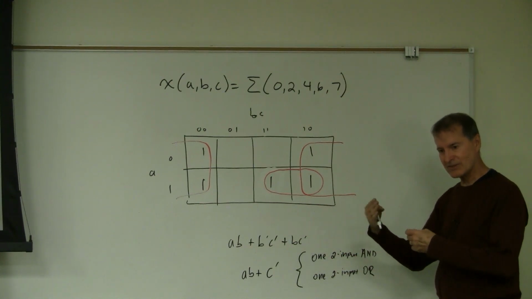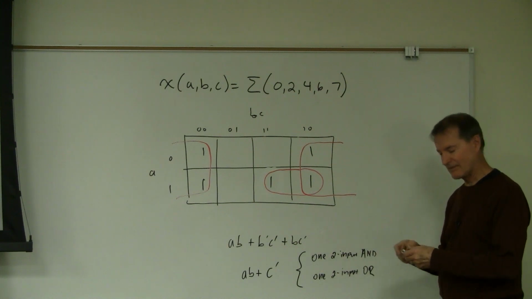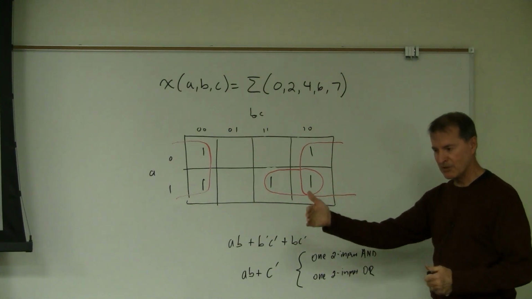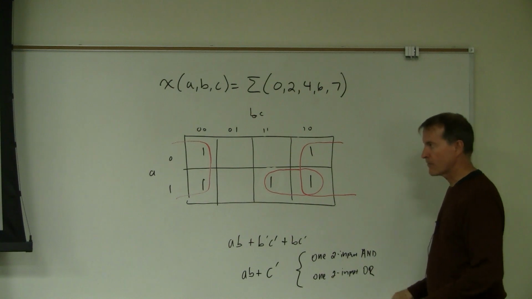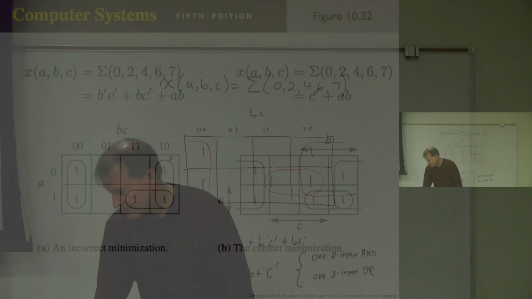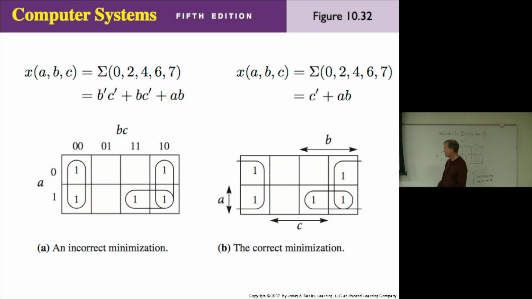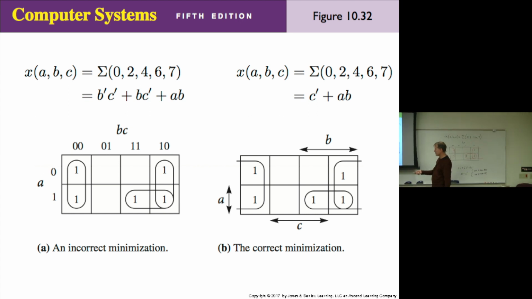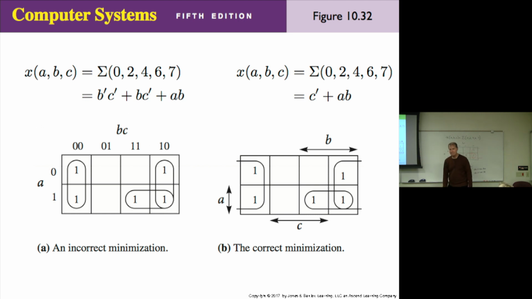Because it's the longest number of gates between the input and the output. Is everybody with me on this? So here it is. See? And so here is an incorrect minimization. I tried to lead you down the path of incorrectness, just to make a point. Here's an incorrect one, that's B prime C or BC prime or AB. But here is the correct minimization in part B of figure 10.32. Are you with me?